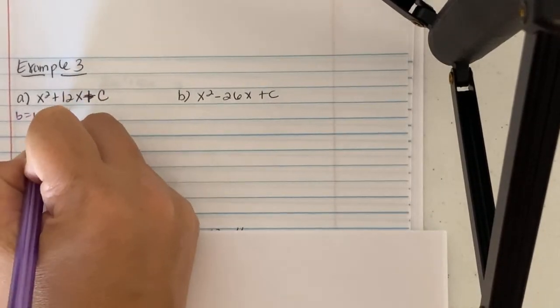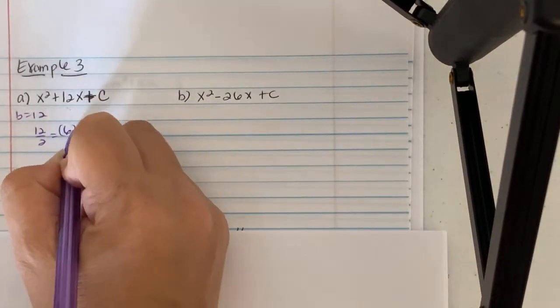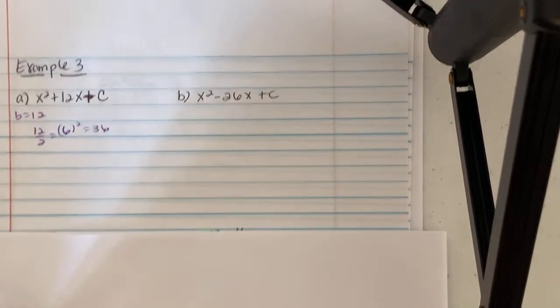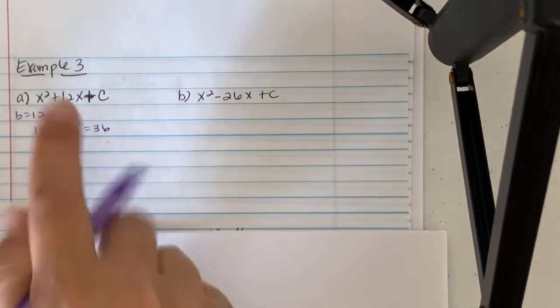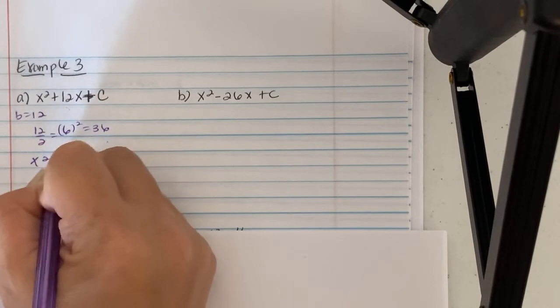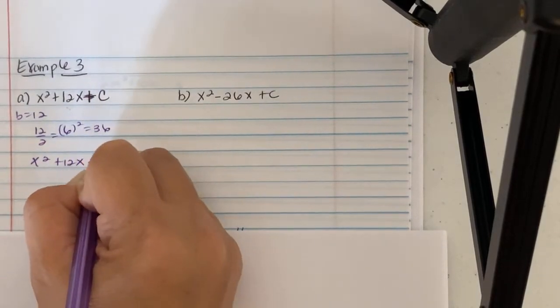You're going to divide 12 by 2 and you get 6. And then you are going to square your number and you get 36. You're going to rewrite your problem using 36 for the c value. So you're going to have x squared plus 12x plus 36.